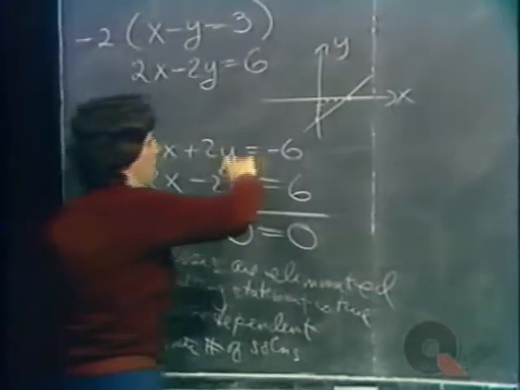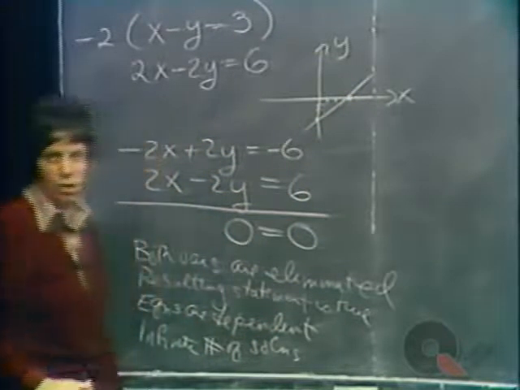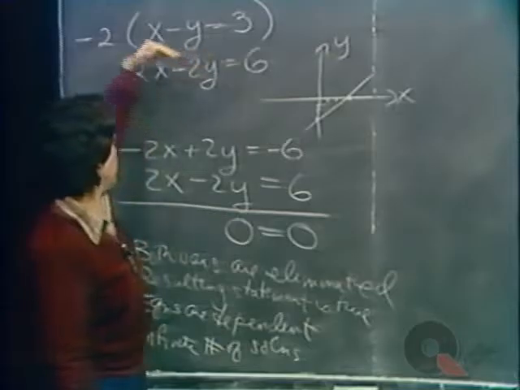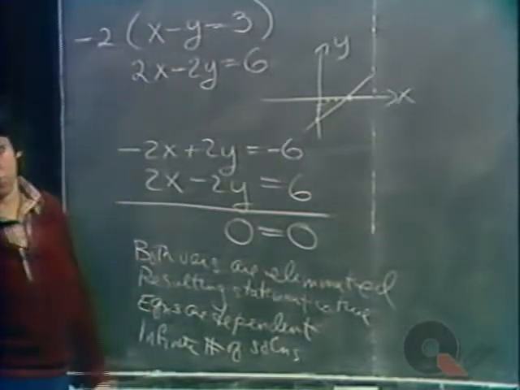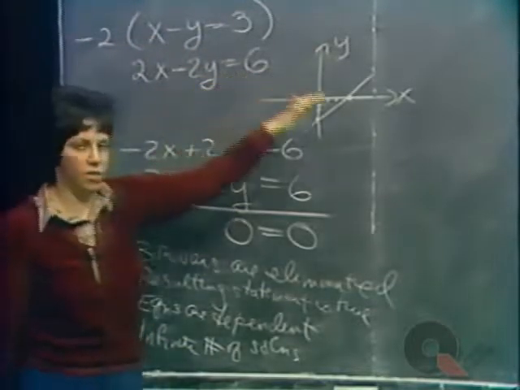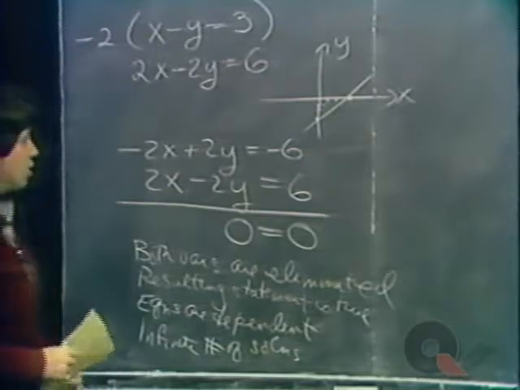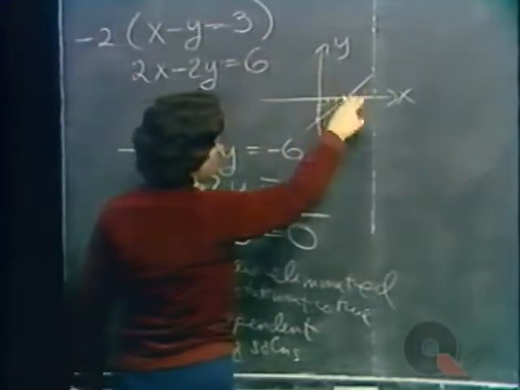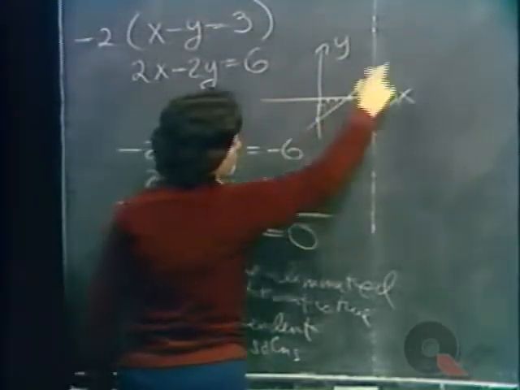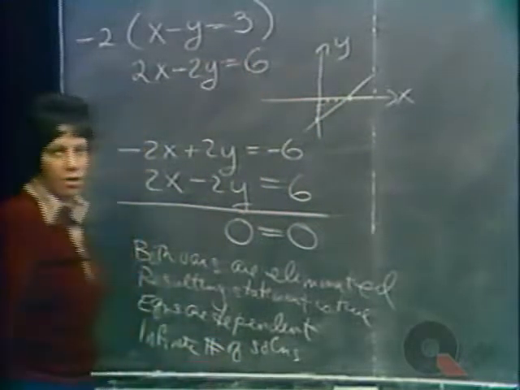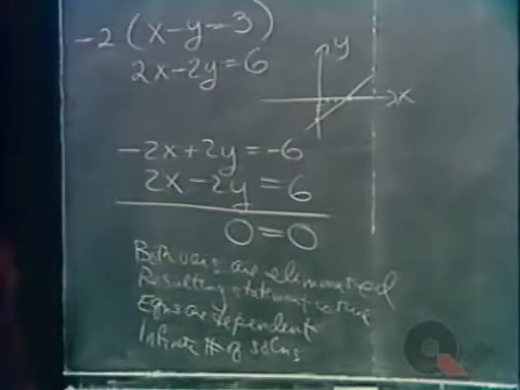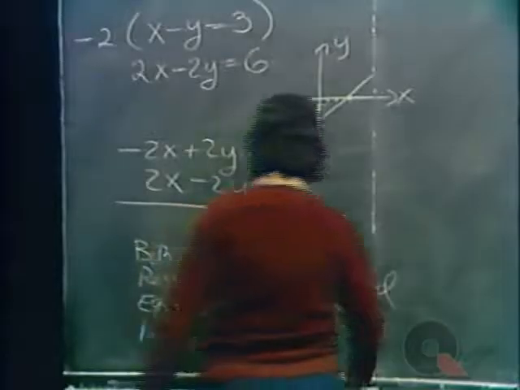Any point on this line is a solution to the system, since if it's on this line, it obviously satisfies both of these equations. These are both equations of the same straight line. So for example, (3, 0), (0, -3), anything else that's on the line, there are an infinite number of points on the line, would be a solution to the system of equations.